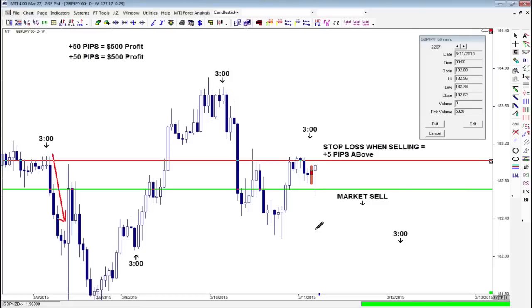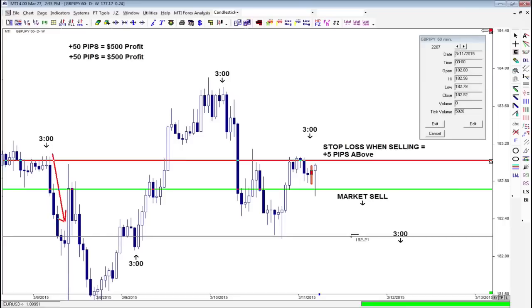How many pips is first base? Go ahead. Let's type in here. Let's see what's going to happen here. So yeah, Anthony says 50. John says 50 here. So let's go ahead. We're going to set our target at 50 pips. So right there, 50 pips, 182.21.